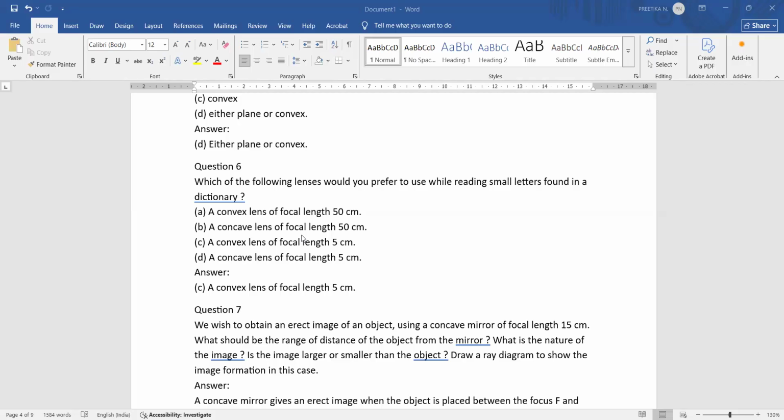तो कनकेव तो पहले ही एलिमिनेटेड था क्योंकि वर्चुअल तो चाहिए ही नहीं. अब बचा ही कन्वेक्स 2 ऑप्शन के साथ 50 एंड 5. एज सिंपल एज दैट, P is equal to 1/f. So lesser the focal length will be, more will be the power. As simple as that. Just look at it. कोई डाउट है तो बताइए.